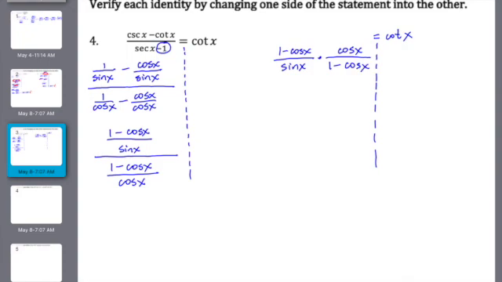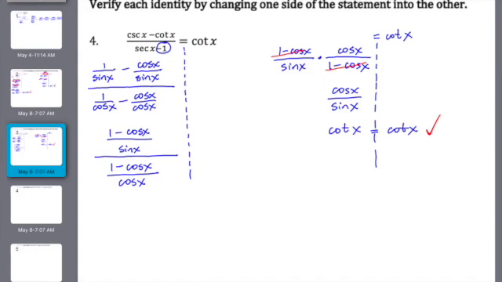And now you can probably see where we're going from here. This 1 minus cosine x cancels this 1 minus cosine x. So in the numerator we just have cosine, and in the denominator we just have sine. So cosine x over sine x, hopefully you recognize that is actually cotangent x, which is what we have on the right-hand side, and that means we have verified this identity.